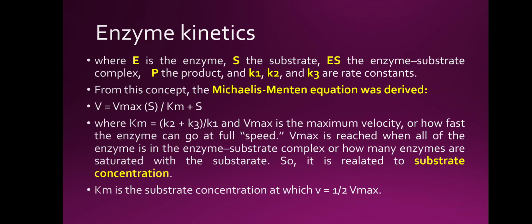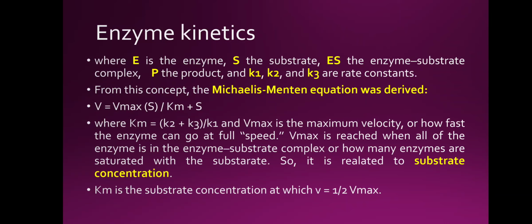And then we will calculate the Vmax. But what was our conclusion that we are looking for? The conclusion was Vmax is reached when all of the enzyme is in the enzyme substrate complex, which means that all enzyme seats are well saturated, well occupied by its substrates. So it is related to substrate concentration. Okay.